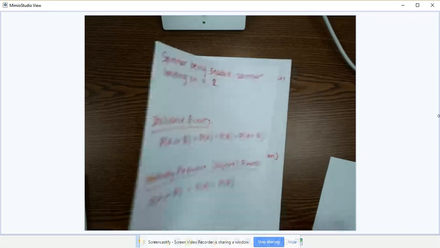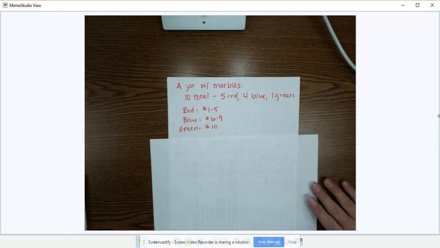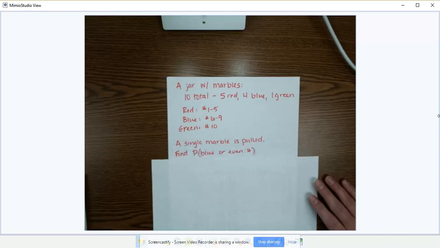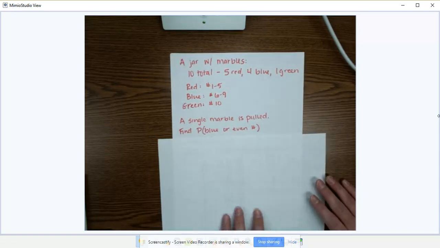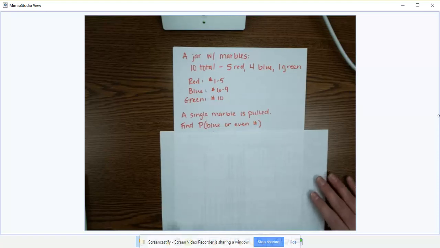So an example, if we have a jar of marbles, there's going to be 10 total marbles. 5 of them are red, 4 of them are blue, and 1 green marble. The red ones are numbered 1 through 5, the blue are numbered 6 through 9, and then the green one is numbered number 10. So we have a single marble being pulled out. We need to find the probability that it's blue or it's an even number, so one or the other.